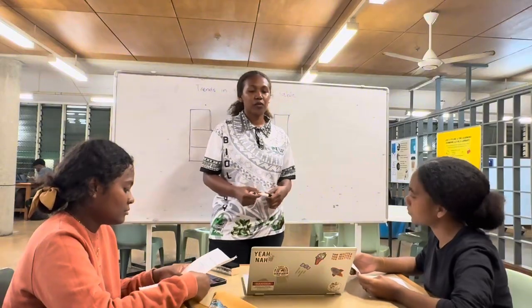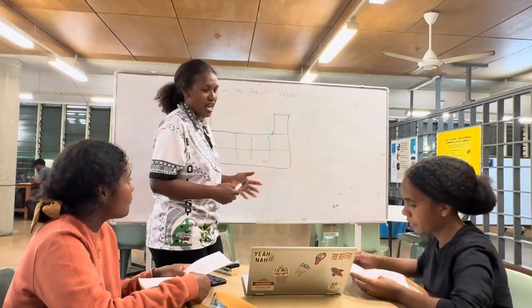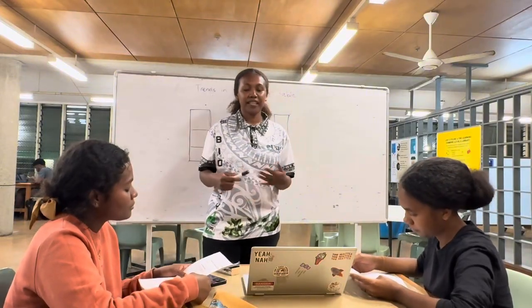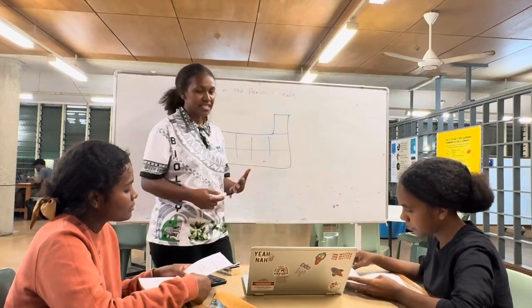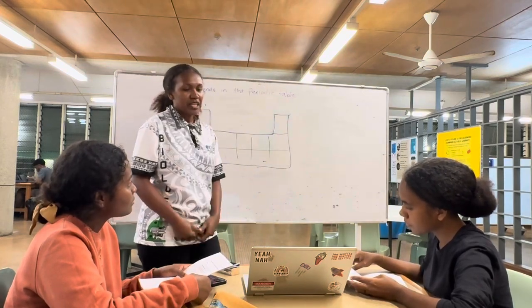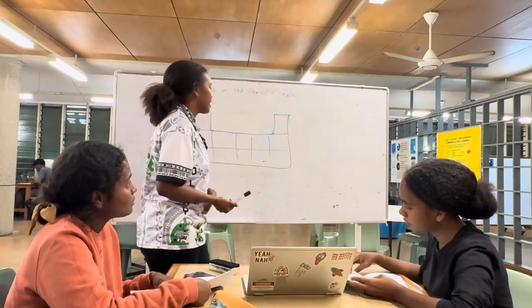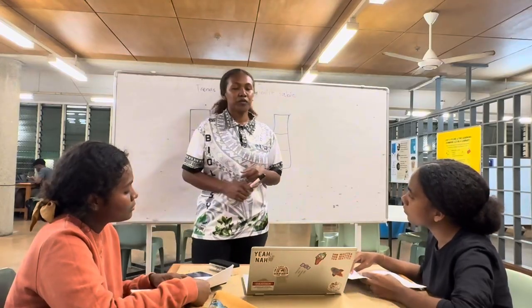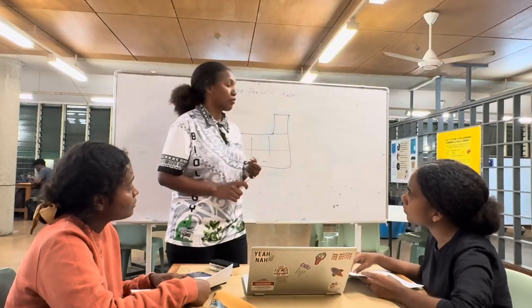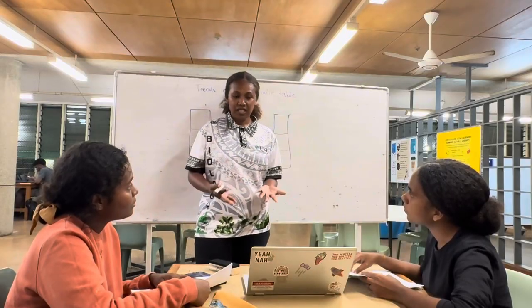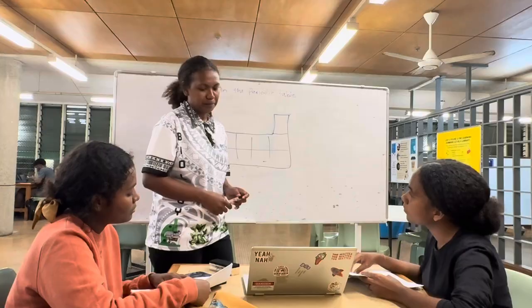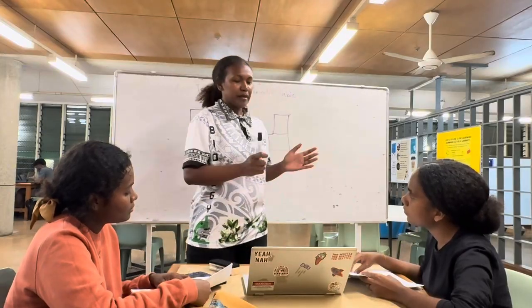Okay, so what is a periodic trend? A periodic trend is a pattern of change in the properties of elements in the periodic table. So it increases with atomic number, and the important trends that we're going to be talking about would be atomic radii, ionic radii, ionization energy, and electronegativity.